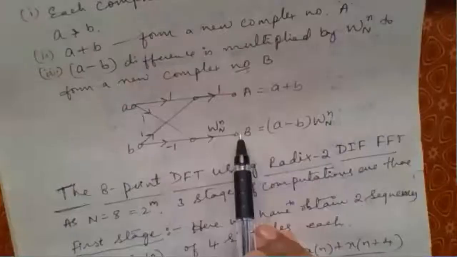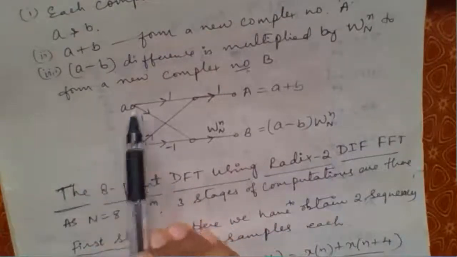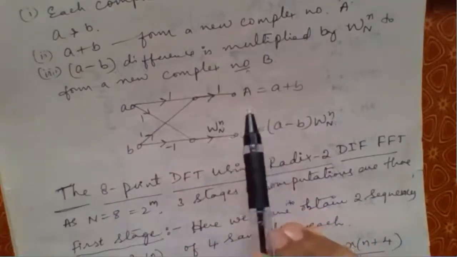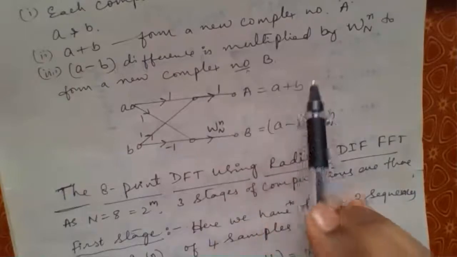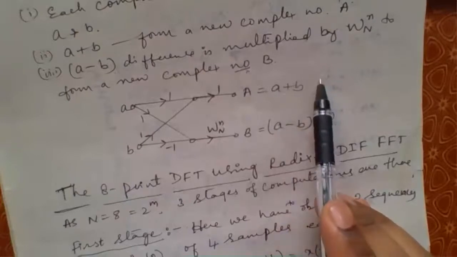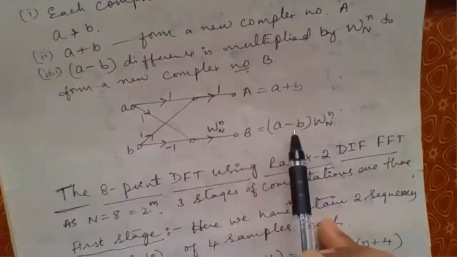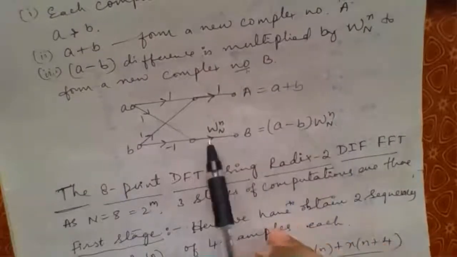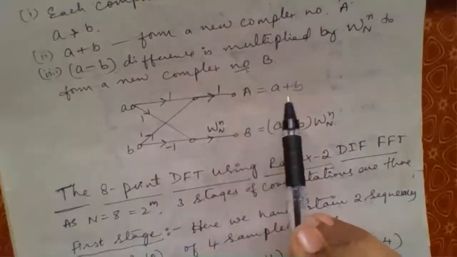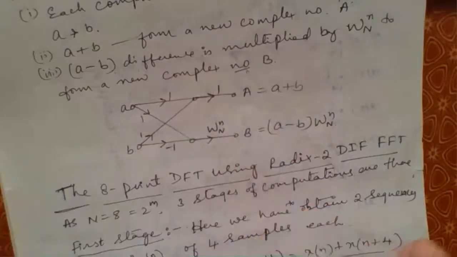But in a DIT algorithm, first we have the branches with the weights 1 and 1, and later on addition or subtraction is done. Now in the DIF algorithm, first you complete the addition and subtraction. For the addition it is just multiplied by plus 1, so this branch will carry the weight plus 1. Whereas for the difference, as it is A minus B multiplied by W raised to n, the branch extended from this particular node will be multiplied by W raised to n. So this is the basic format, and the same basic format will be repeated for every stage.